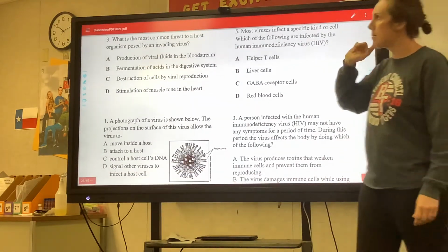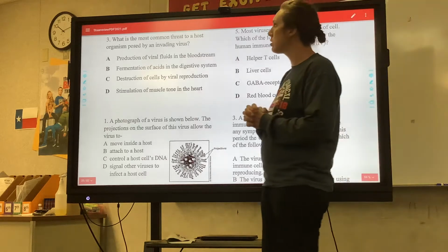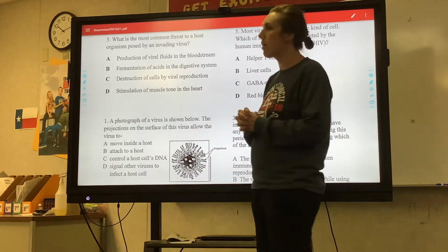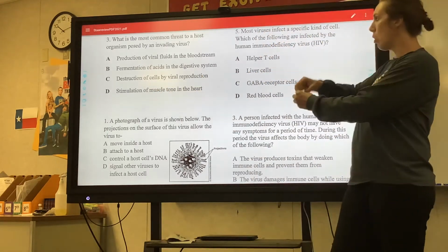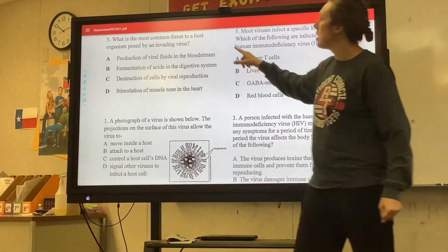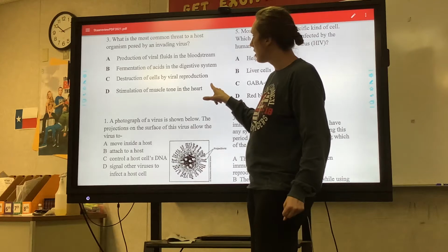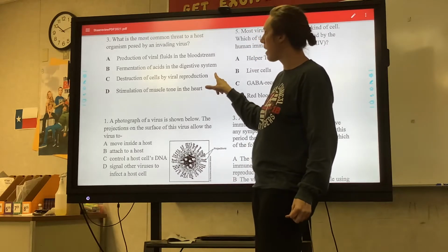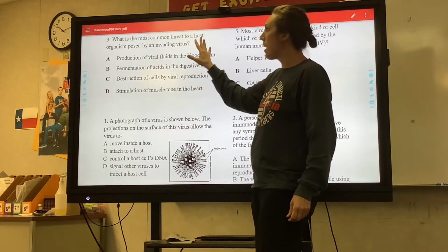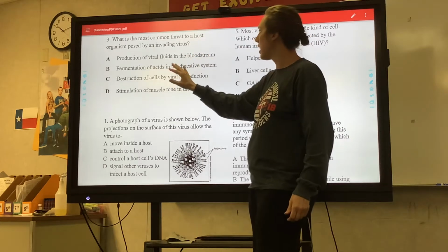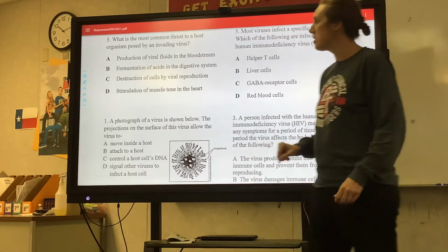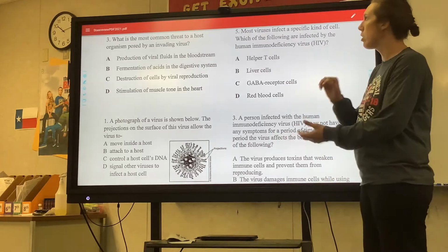What is the most common threat to a host organism posed by a virus? I would say it's that lytic, the host cell dies. B. I'll put C too. Destruction of cells by the viral reproduction, because viruses don't make fluids, they don't make digestive things, they don't stimulate muscle tone, they kill the host.